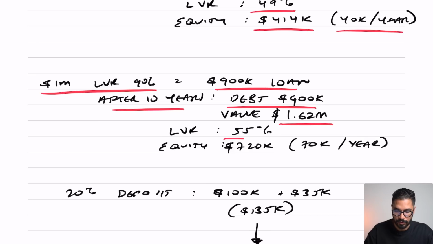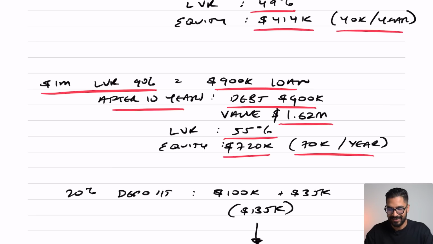The LVR position would be about 55%, and the equity we would have made would be $720,000, which roughly means $70,000 every single year. That money is tax-free because it's actually equity. You're not actually going and accessing that money. It's just your property value is increasing over time.